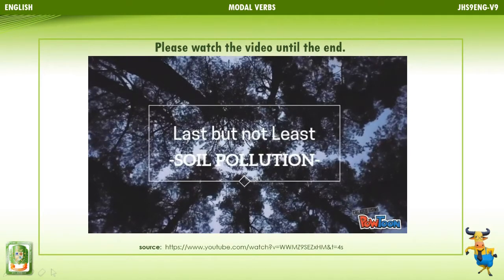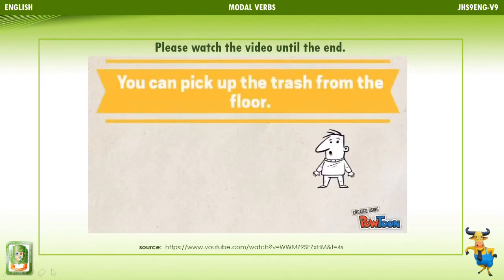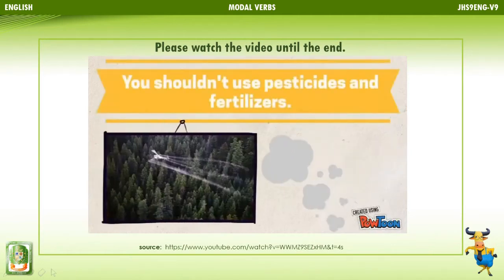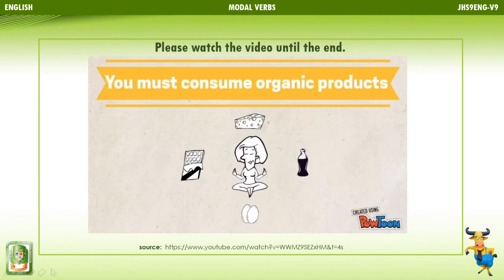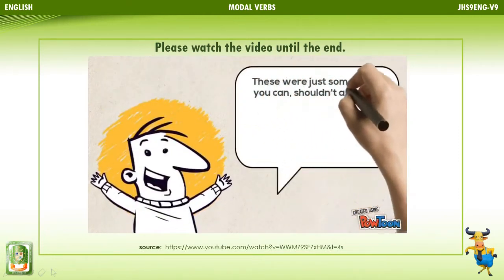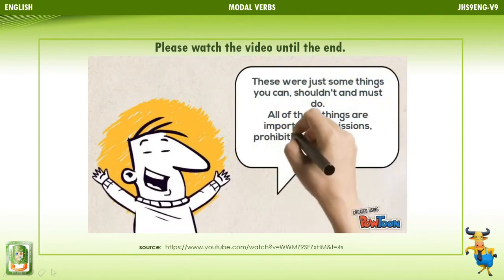Last but not least, soil pollution. You can pick up the trash from the floor. You shouldn't use pesticides and fertilizers. You must consume organic products. These were just some things you can, shouldn't and must do. All of those things are important permissions, prohibitions and obligations to help to avoid global warming.